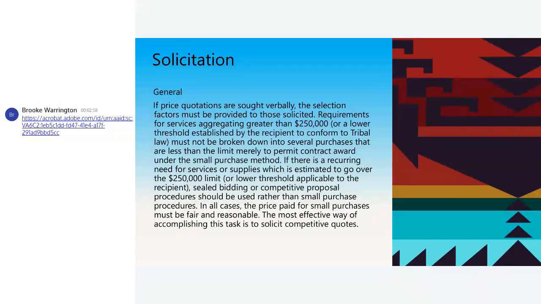If you have a recurring need for services or supplies and it's estimated to go over 250,000 or whatever your procurement level is for that, other procedures should be used rather than small purchase procedures. You should be using sealed bid or competitive proposal because of that fact. In all cases, the price paid for small purchases has to be fair and reasonable, and the most effective way of accomplishing this is to solicit competitive quotes.